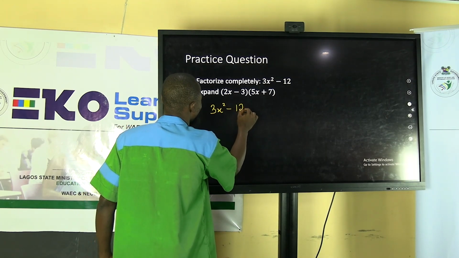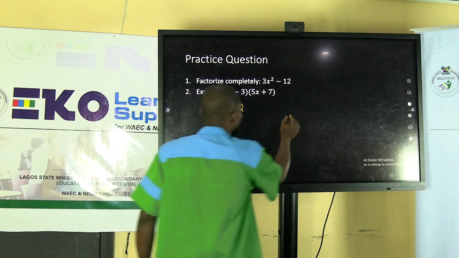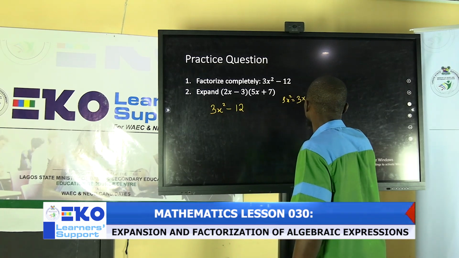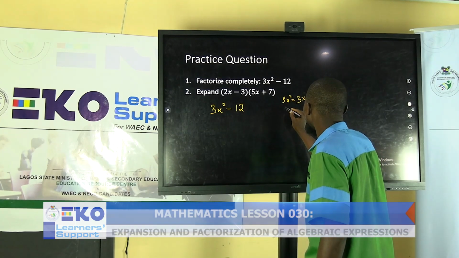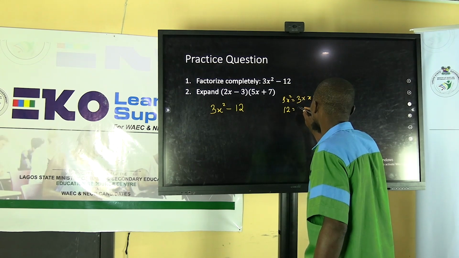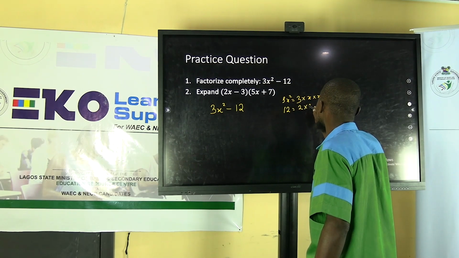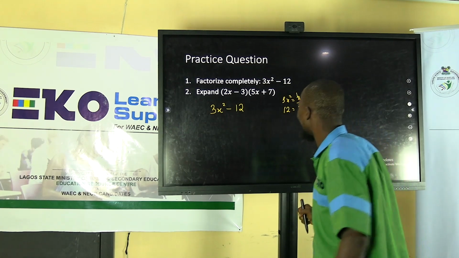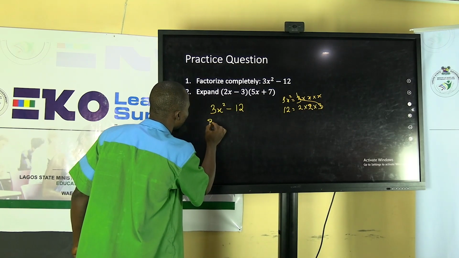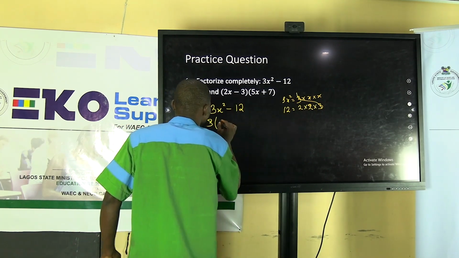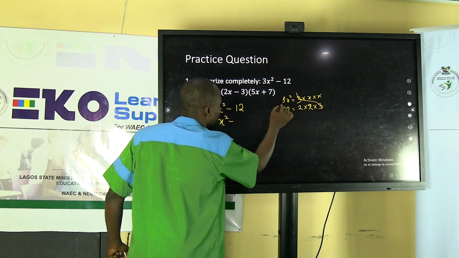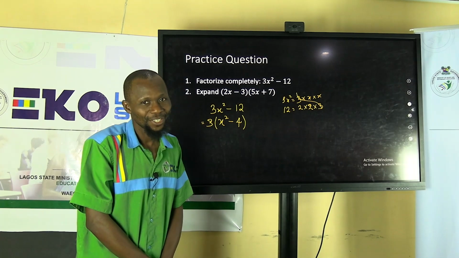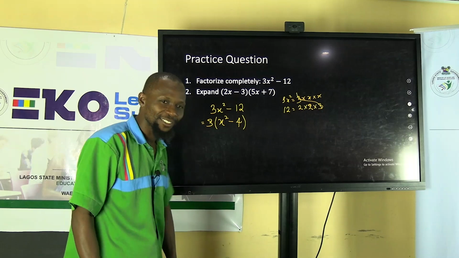minus 12. So if you write out 3x squared, that is 3 multiplied by x squared, and 12, that's 2 times 2 times 3. So what is common? Just 3. Alright, so we have 3 into brackets x squared minus 4. Wow. So can we stop here? No, we cannot stop here.